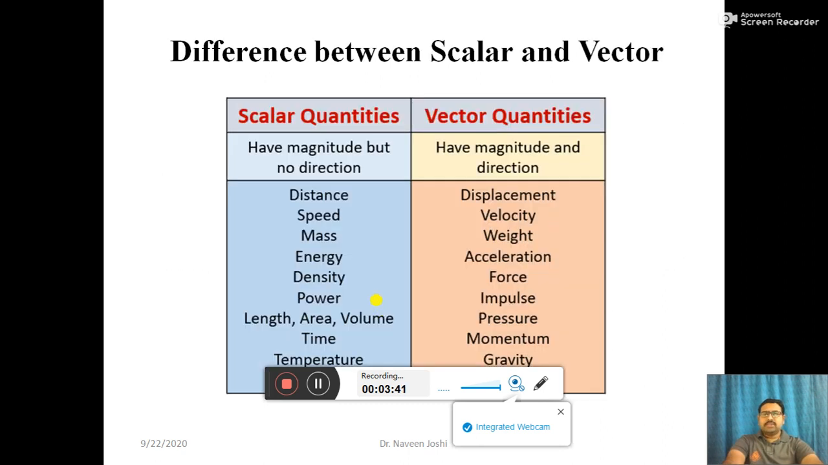Next, the difference between scalar and vector. I have listed a few examples of scalar quantities and vector quantities. Scalar quantities have magnitude but no direction. Examples are distance, speed, mass, density, energy, power, length, area, volume, time, temperature. I can give several examples. Similarly, vector quantities have magnitude and direction, and examples are displacement, velocity, weight, acceleration, force, impulse, pressure, momentum, gravity, etc.